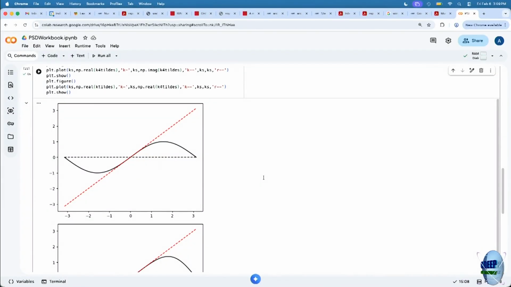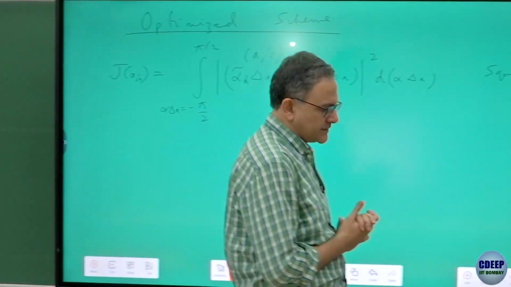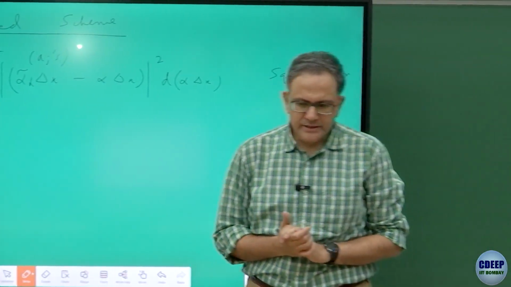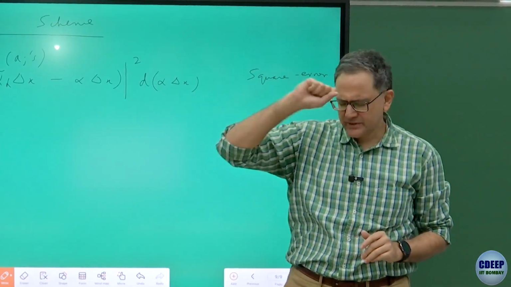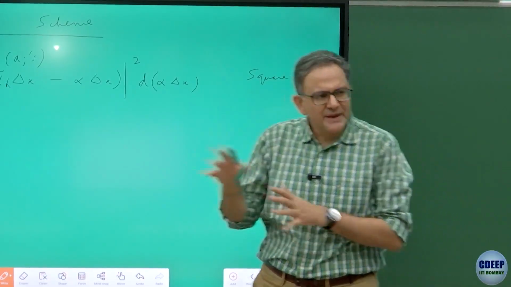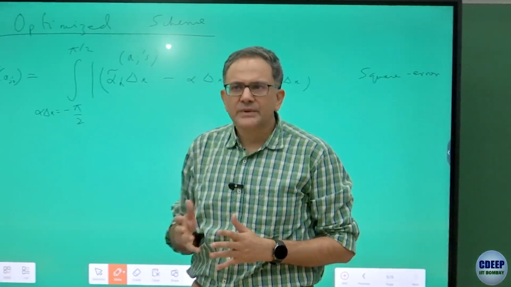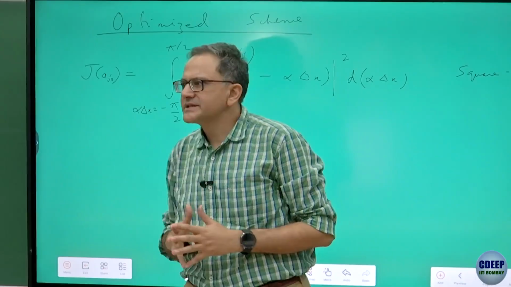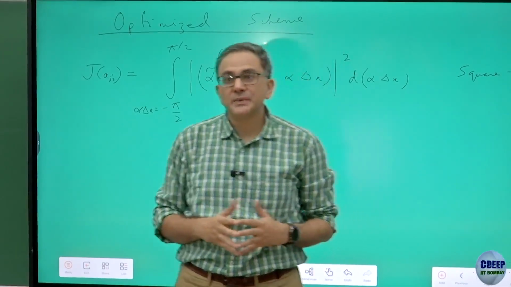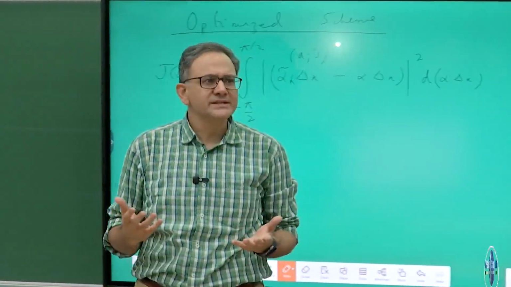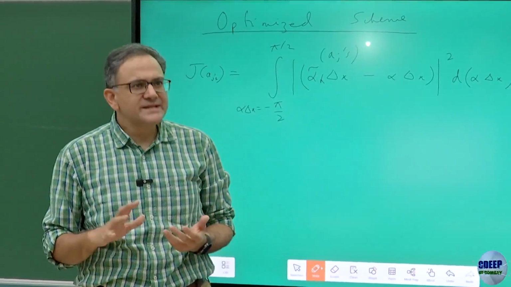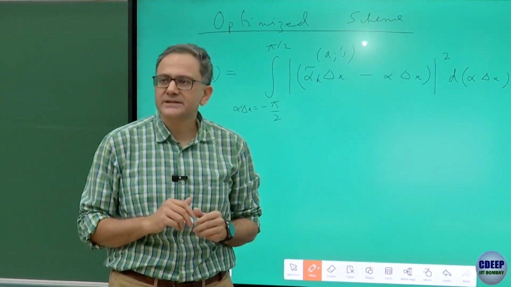So next comes another innovation, one that actually brings up what Vignesh talked about: that there are some other constraints in our problem. What are the other constraints? We want our scheme to be consistent, that is, increasing delta x should decrease the error in the Taylor.